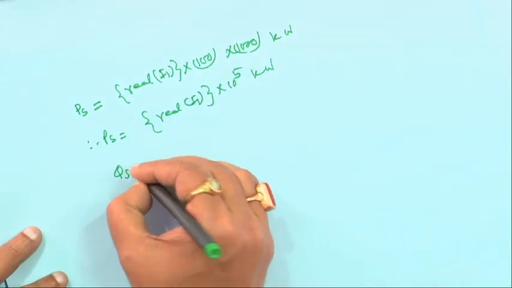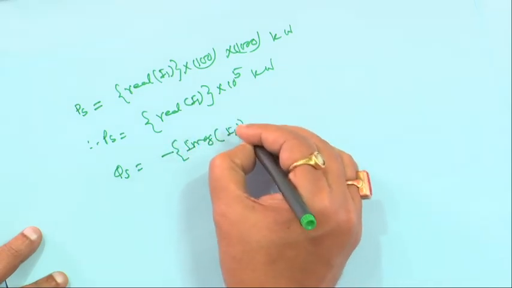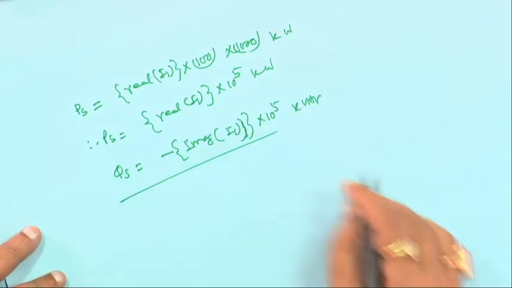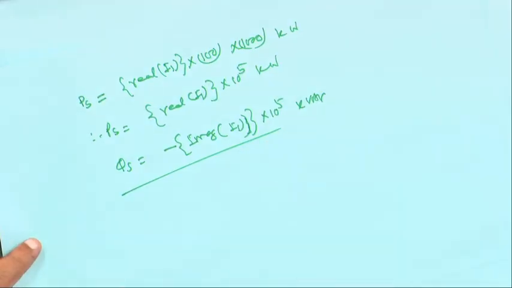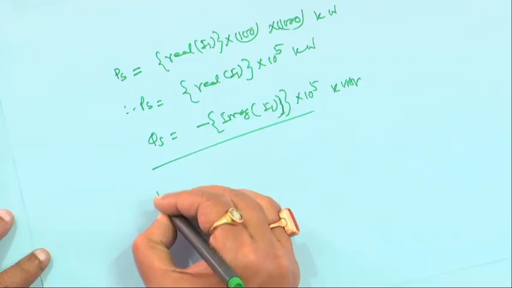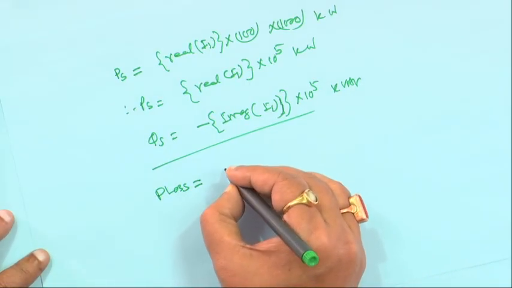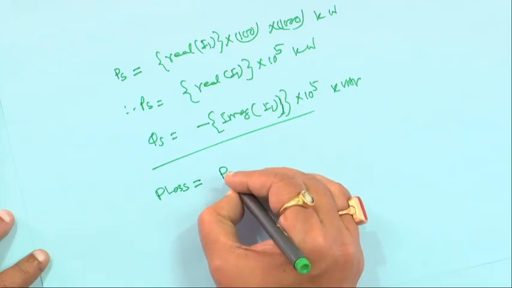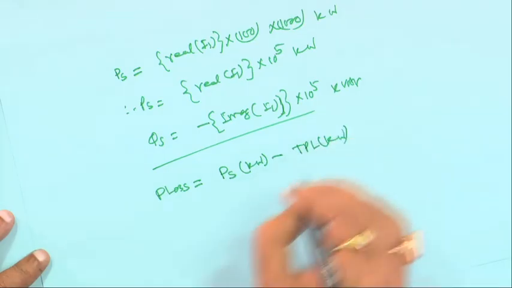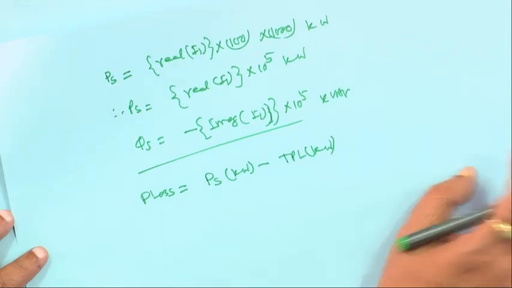Similarly, QS also will be minus imaginary of I1 into 10 to the power 5 kilovar. So this is one way; another way is that you can compute the I square R loss. This way you can compute the real power loss, P loss, which is equal to PS, if it is in kilowatt, minus total load TPL, that is also in kilowatt. That means TPL is the sum of all the real power loads.